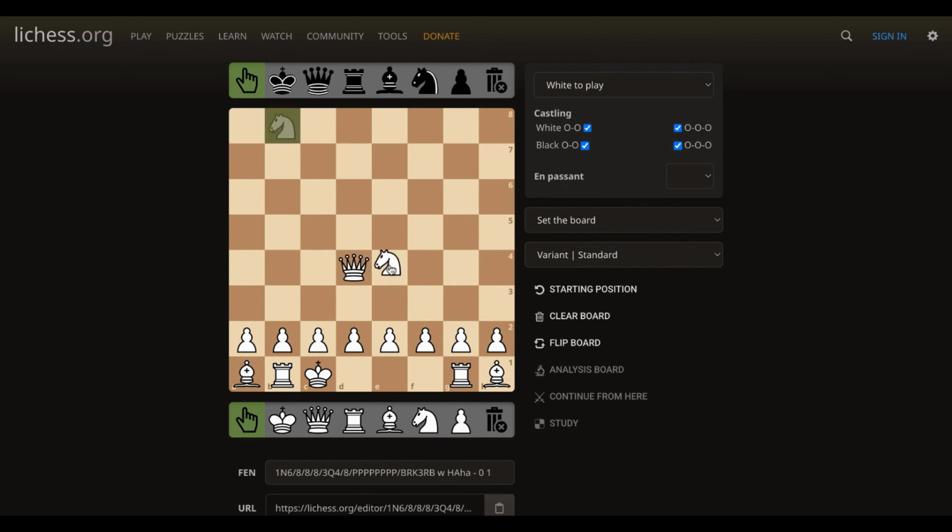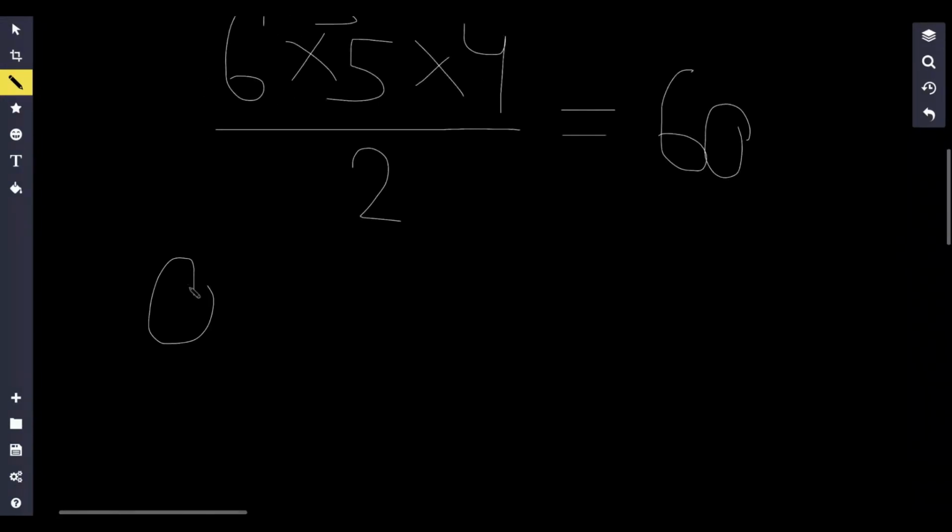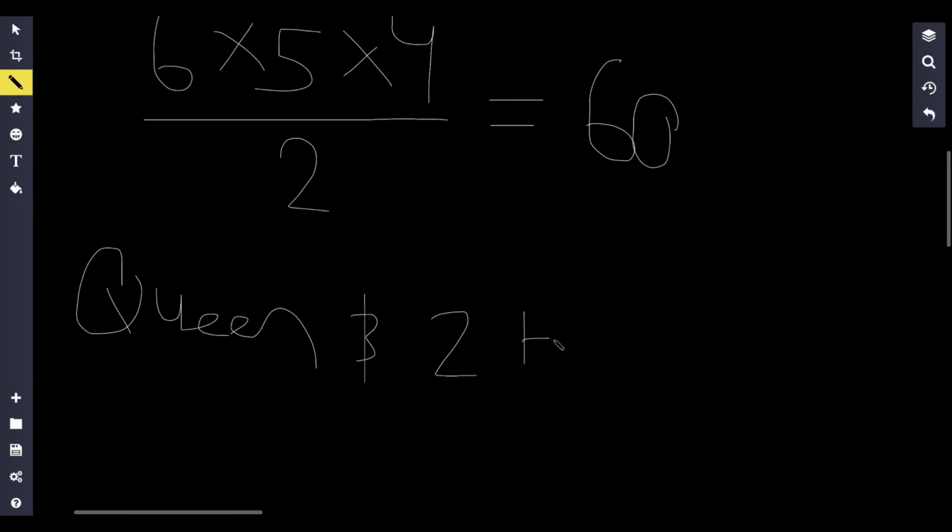All that's left is a queen and two knights, right? I have to find a way to rearrange these pieces. These are the remaining ones, so let me just write that down. The queen and the two knights.